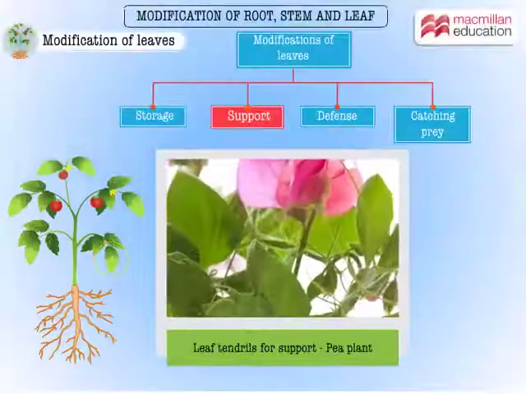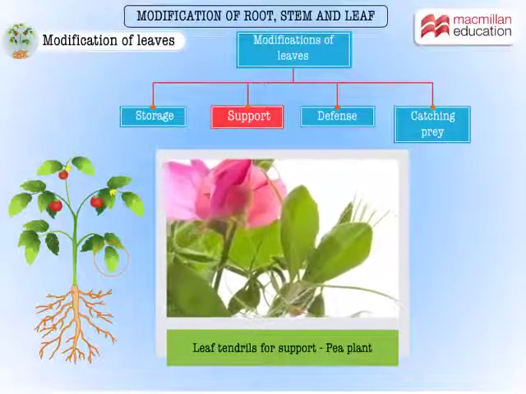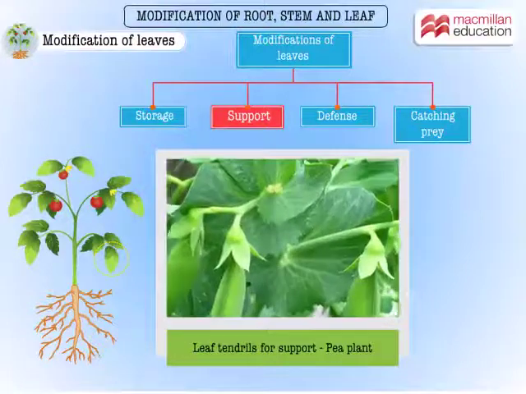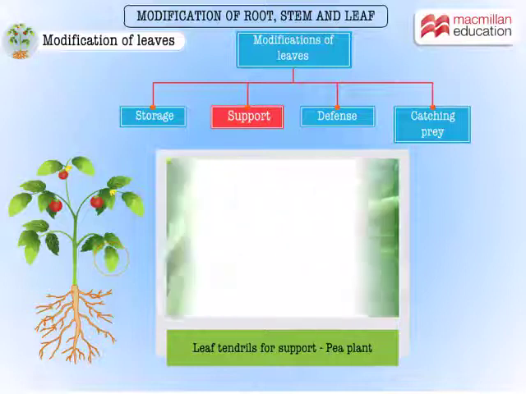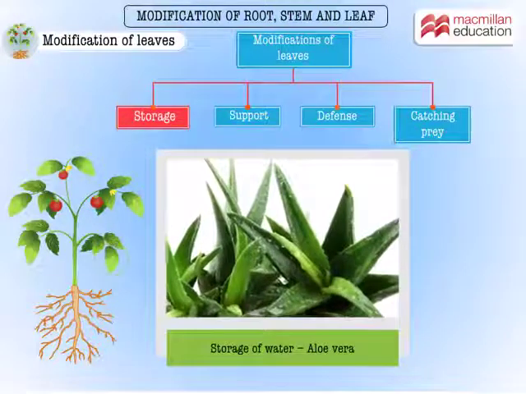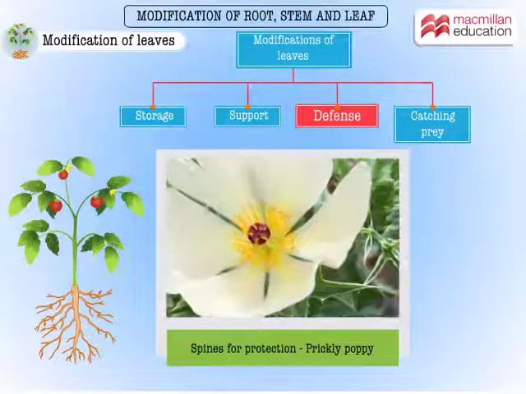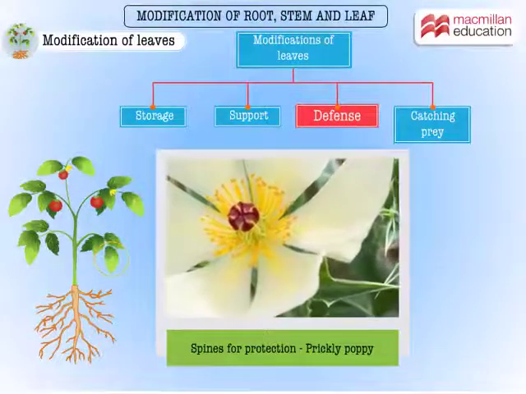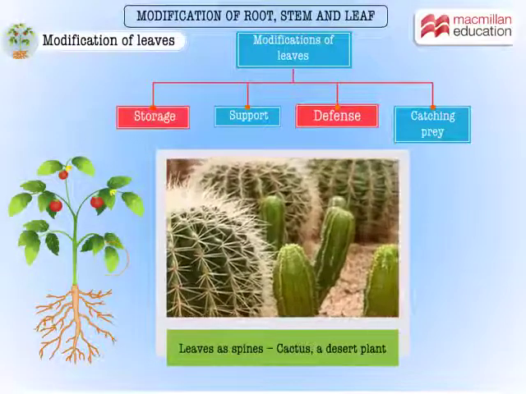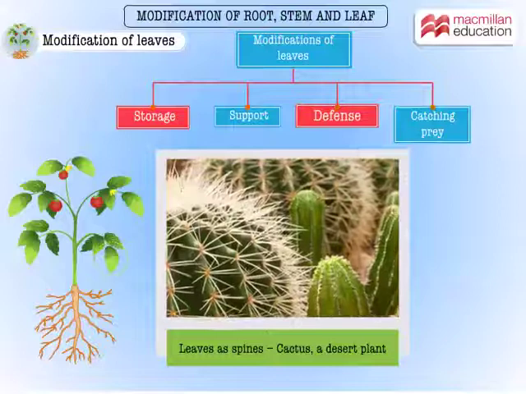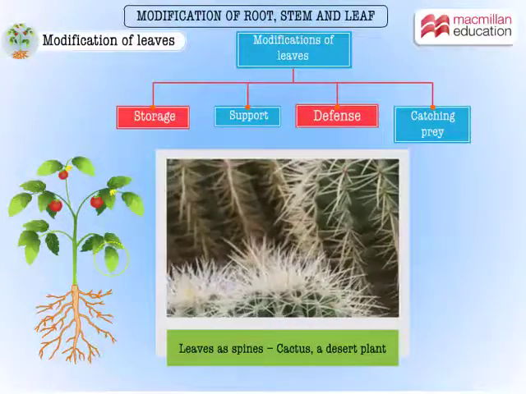In a pea plant, the leaflets are modified into a wiry leaf tendril. These tendrils twine around other objects to support the plant. Aloe leaves are modified to store water. In prickly poppy, the leaves are modified into spines for defense against grazing. Cacti have spines that are actually leaves, modified to help in reducing the loss of water in desert plants.